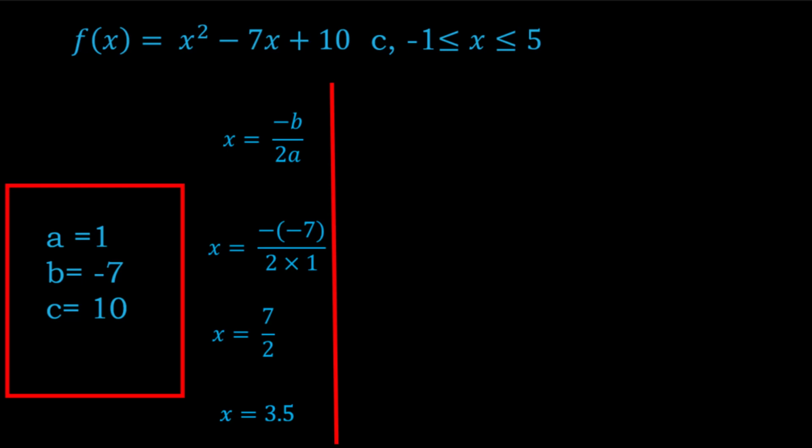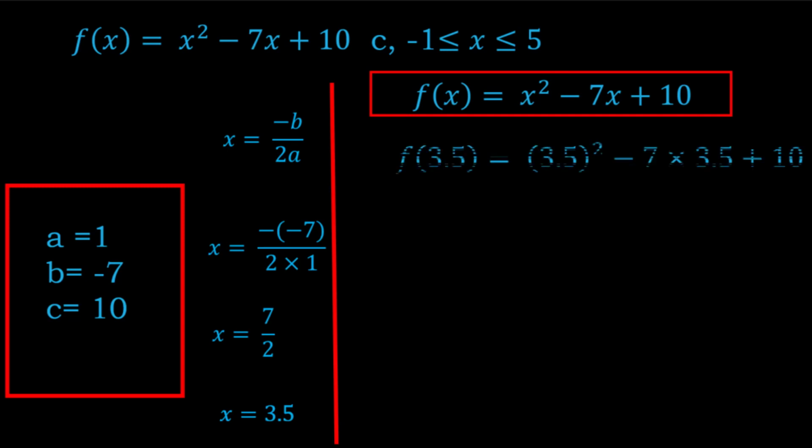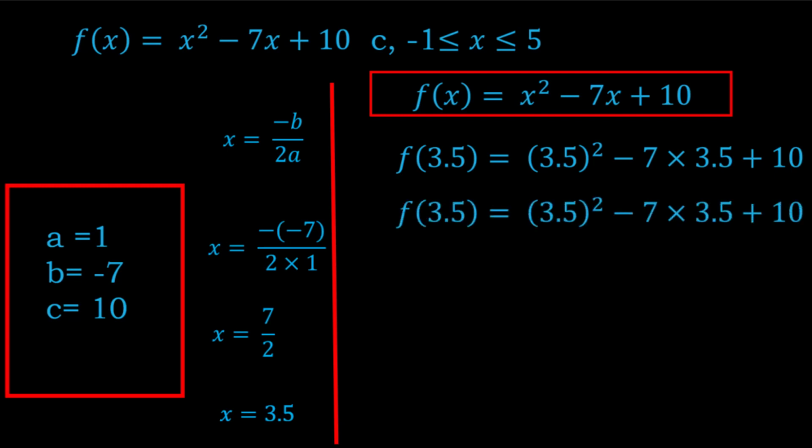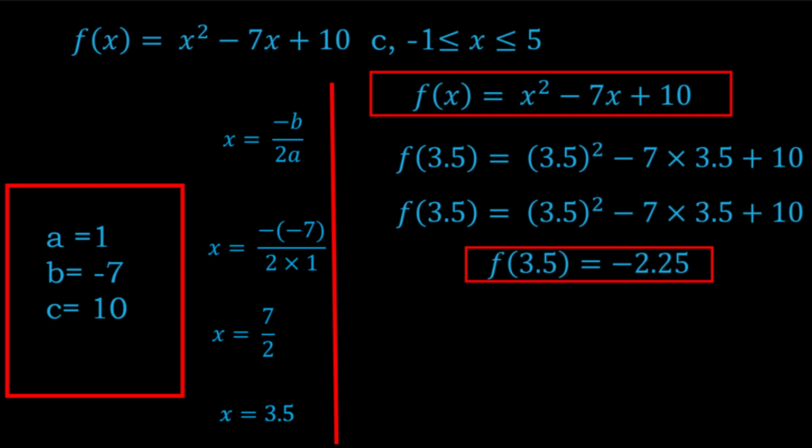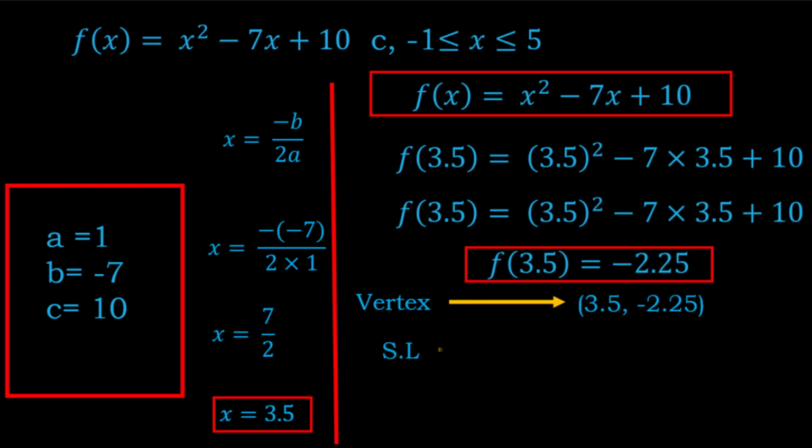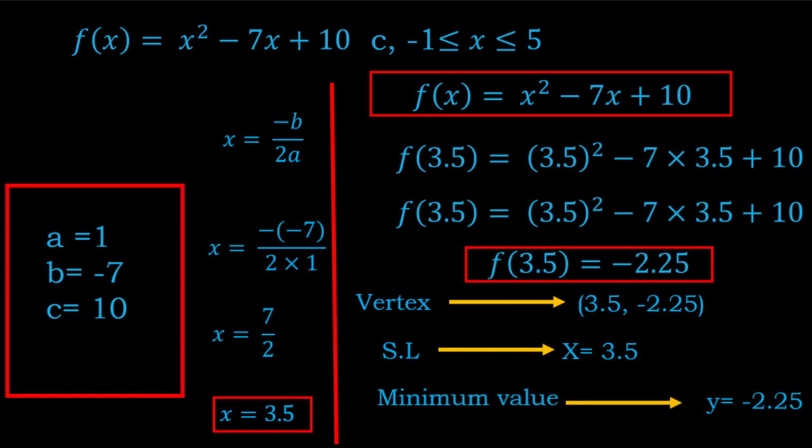To find the value of the y coordinate, just find f of 3.5. So f of 3.5 equals 3.5 squared minus 7 times 3.5 plus 10. You can use your calculator to find it. It will be -2.25. This is the y coordinate. So the vertex of the function will be 3.5 comma -2.25. Now we can write the symmetric line. X equals what? X equals 3.5, and the minimum value at y equals what? Equals -2.25.